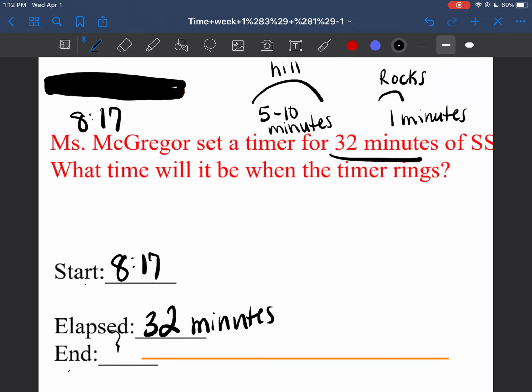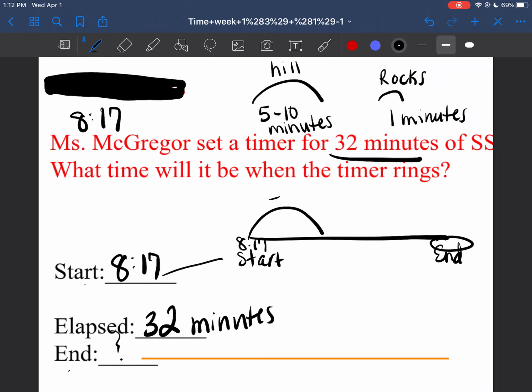So we're trying to figure out the end time. Draw my number line. I can put my start, 8:17. My elapsed, that's how many minutes I'm going to jump, is 32, and I don't know my end, so that's what I'm trying to figure out. Now I'm going to hop 32 minutes. 8:17 plus 10 is 8:27. 8:27 plus 10, 8:37. 8:37 plus 10, 8:47.